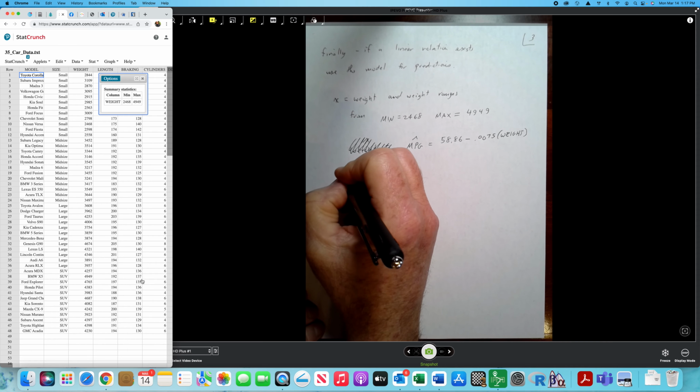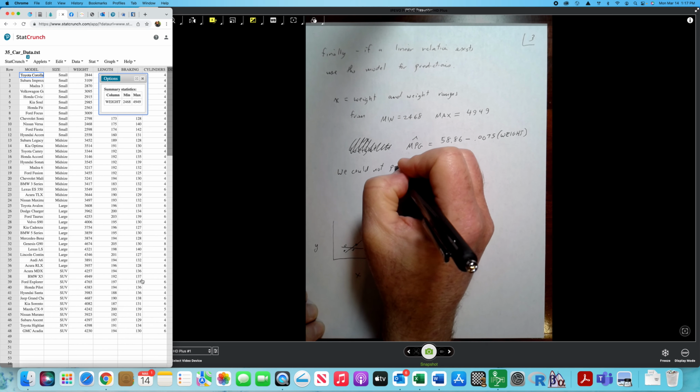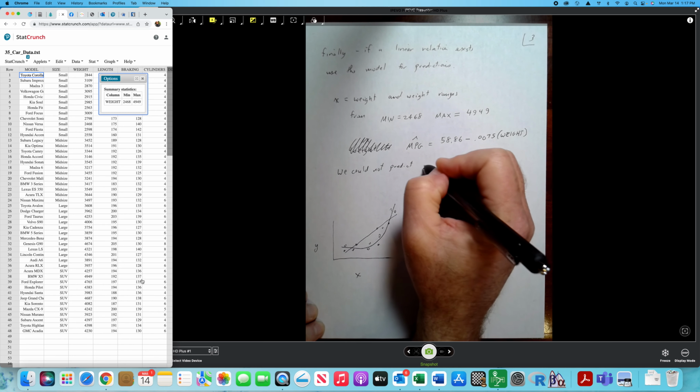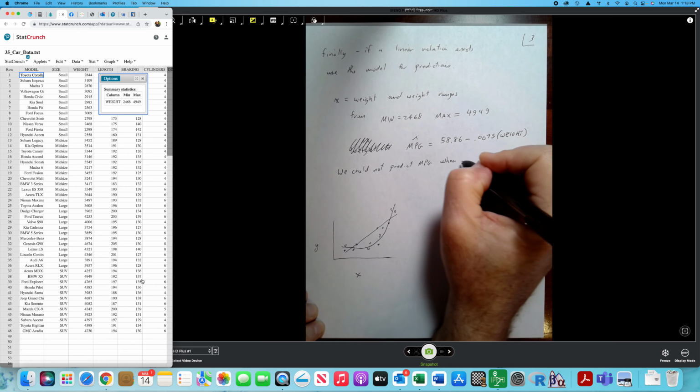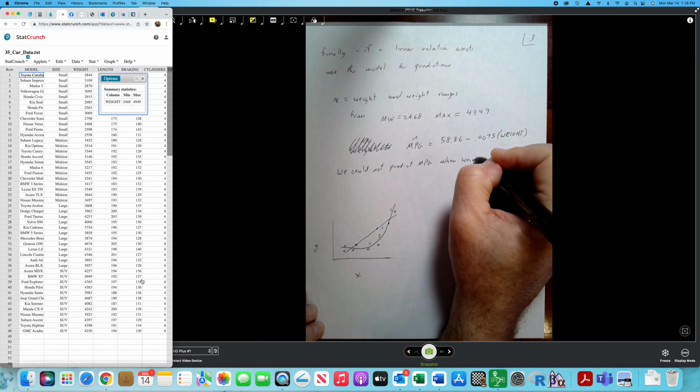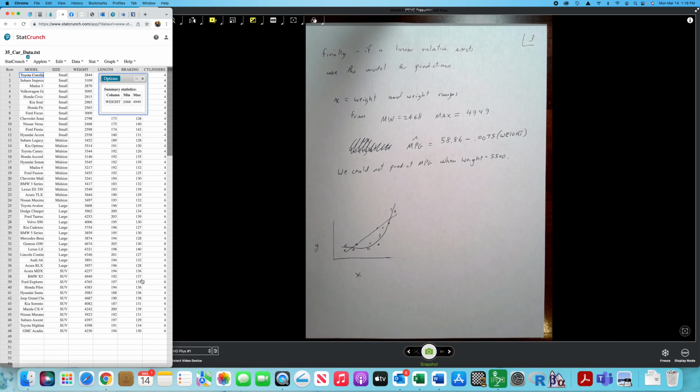So we could not predict the miles per gallon when the weight equals 5,500. This is actually called extrapolation. Extrapolation's bad. We don't make predictions outside the bound.